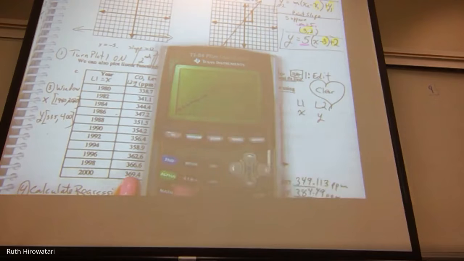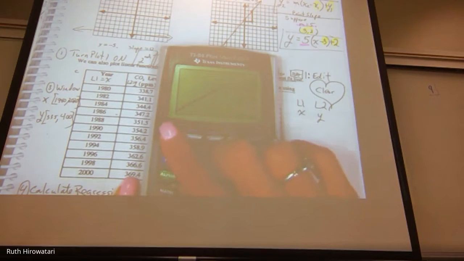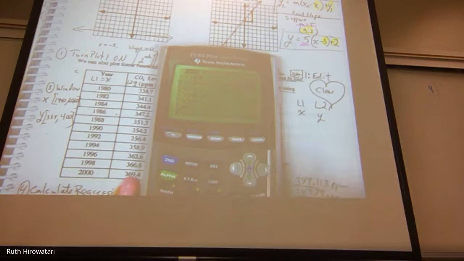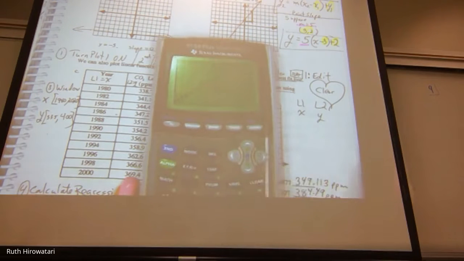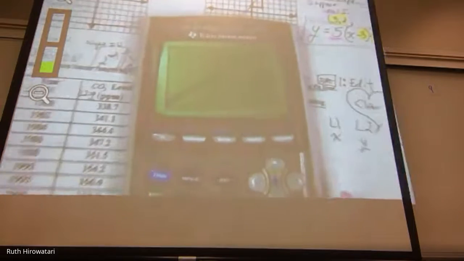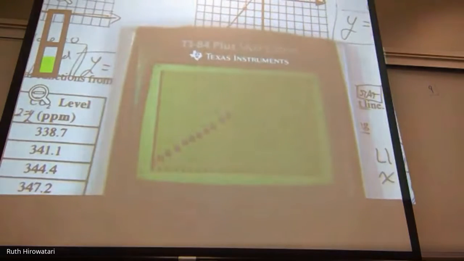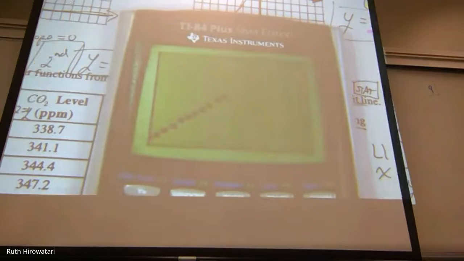Hold on, I have done this more than once, and so I have other things entered here. So let me delete that, so it looks like your screen. Okay, so let me zoom that in for you, and you should be seeing your data points. Now, what we want to do is to get a regression line, a line of best fit.